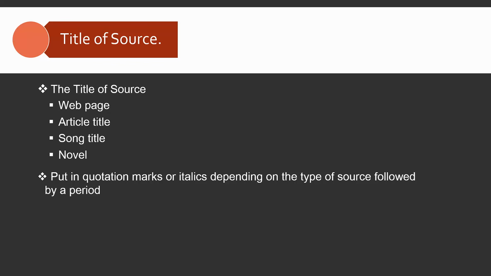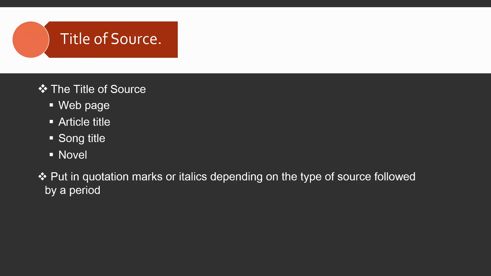The next element is the title of the source. Examples of this element include a web page, an article from a journal or a newspaper, a song, or a novel. In most instances, the source title will be placed in quotation marks. However, this is not always the case. If the source is cited in its entirety, then it must be italicized.